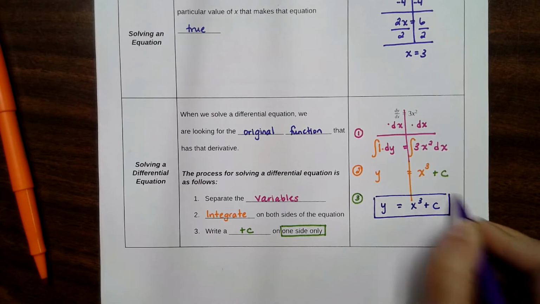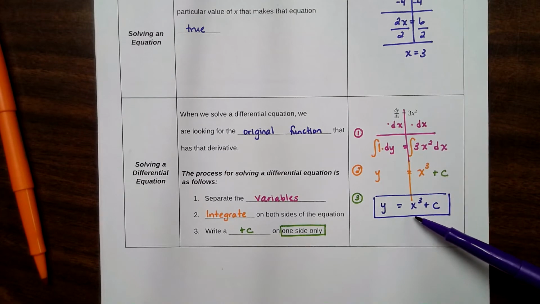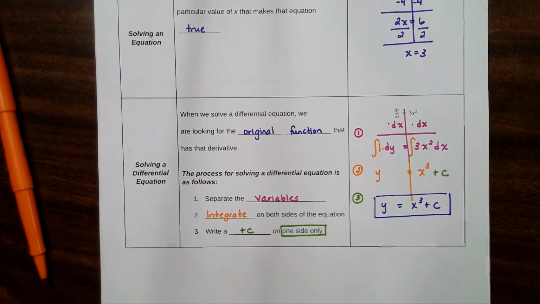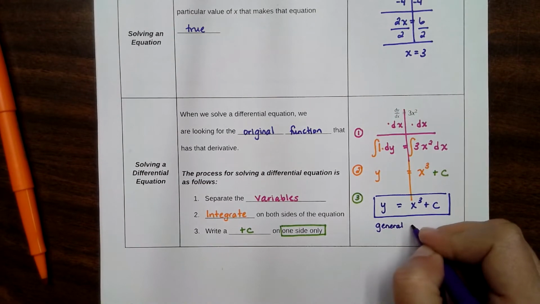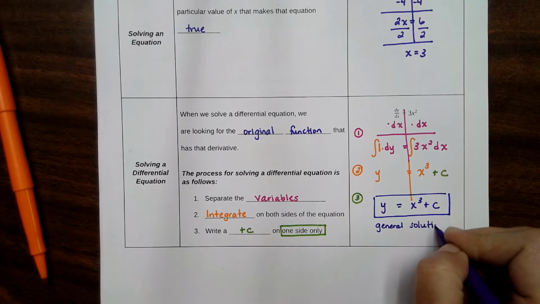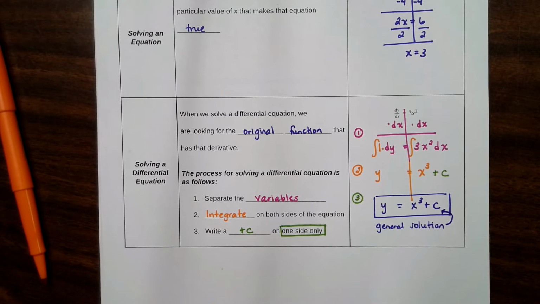In other words, what equation would have had this derivative? Well, the original function would have been y equals x cubed. Now we call this a general solution. And the reason that this is called a general solution to a differential equation is because of the plus c. Right now, based on the information we have, we don't have the ability to determine the exact value of c. So we're saving a spot for this mysterious constant that may have been part of the original function.